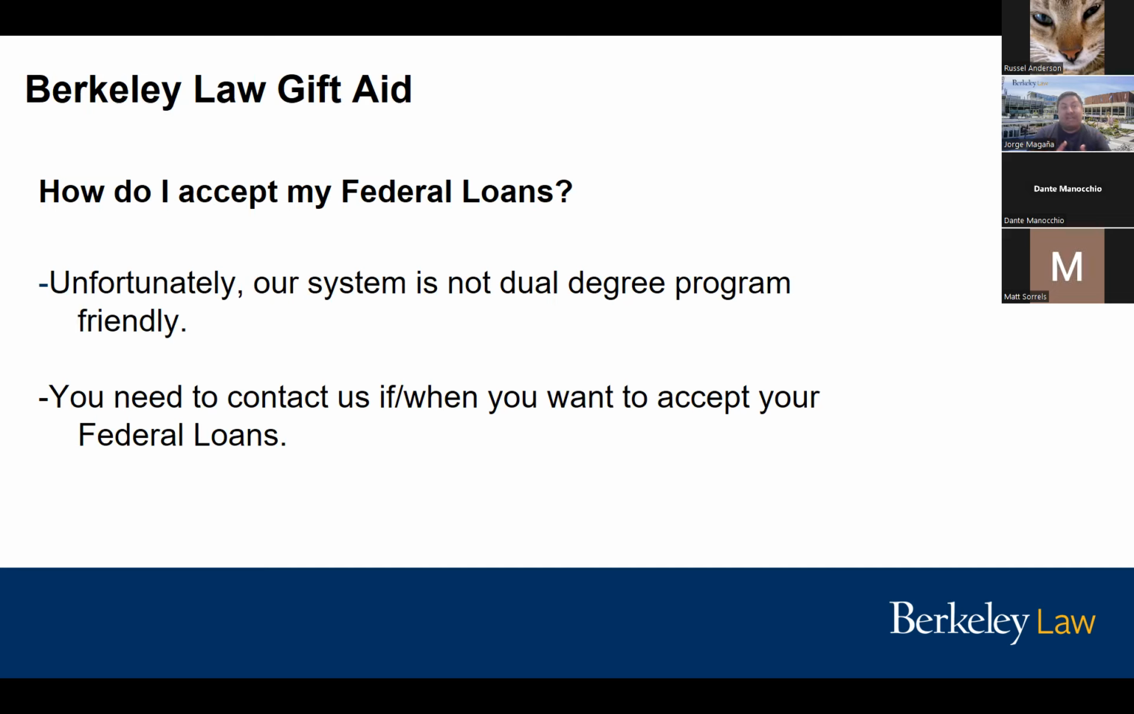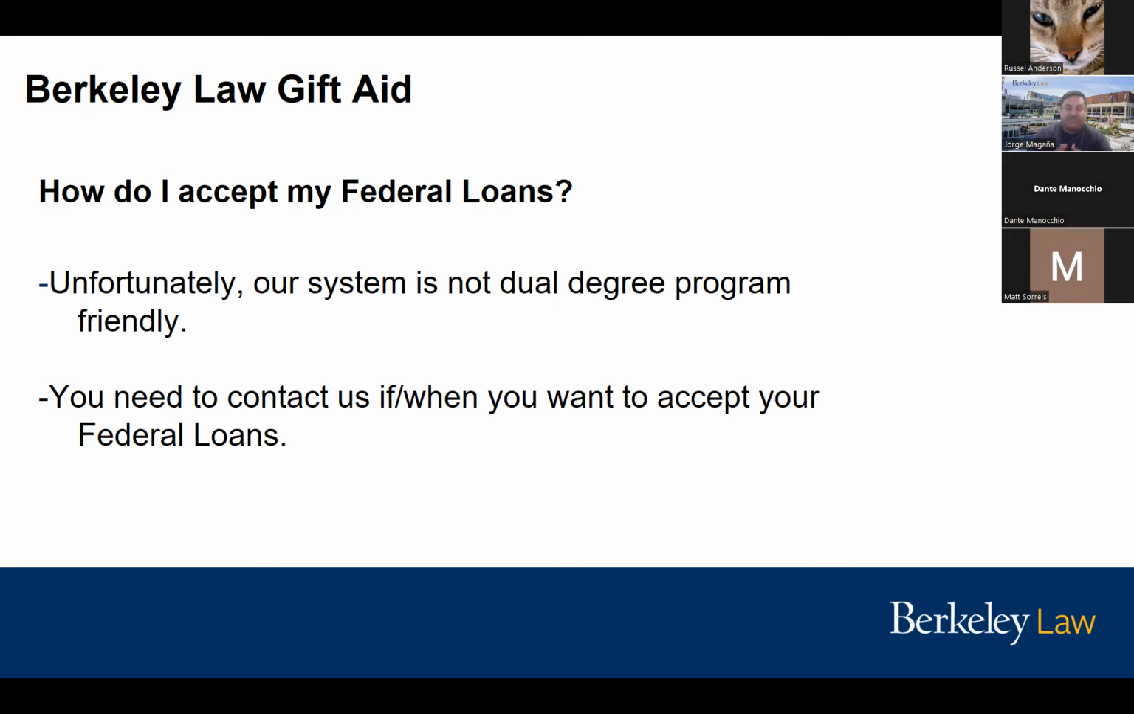So because of that, you cannot accept your own gift aid, your own loans. Obviously, your grants, we accept them for you. But if you're just a JD student, for example, you could go to Cal Central, go to view awards, and then go accept loans. You can put in the amount, you can max out or put anything less than that. You accept your loans, and then the system lets us know that you accepted the loans, no problem. But with a dual degree program, the system is not smart enough.